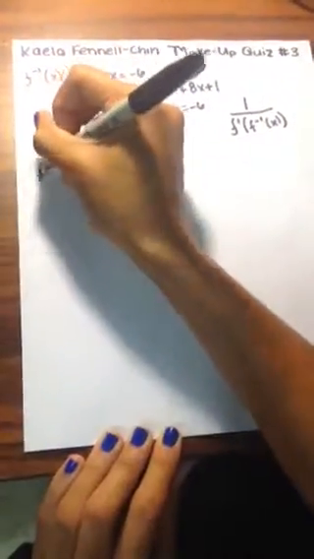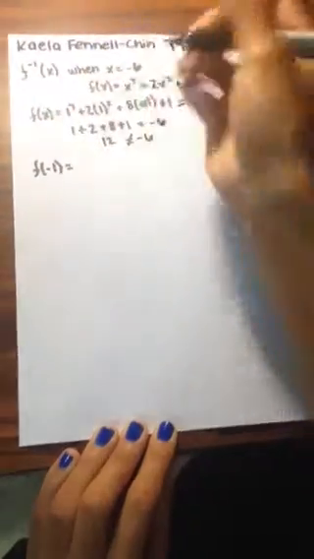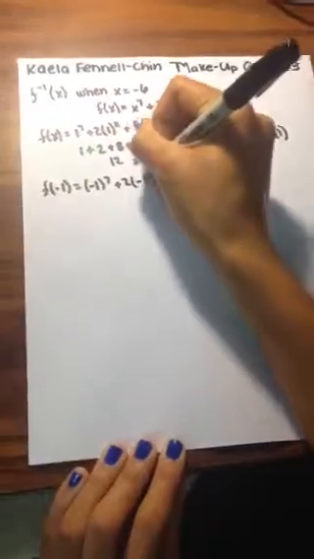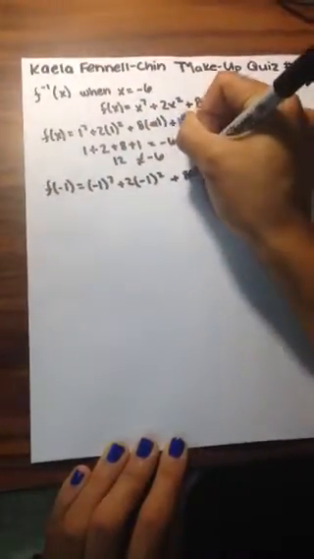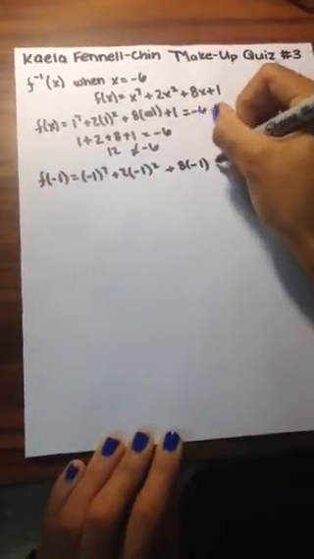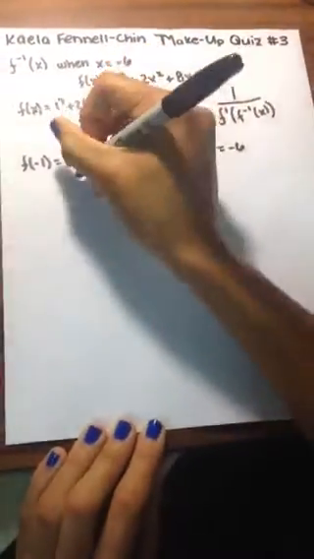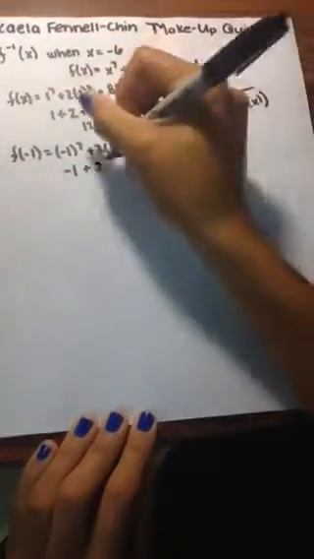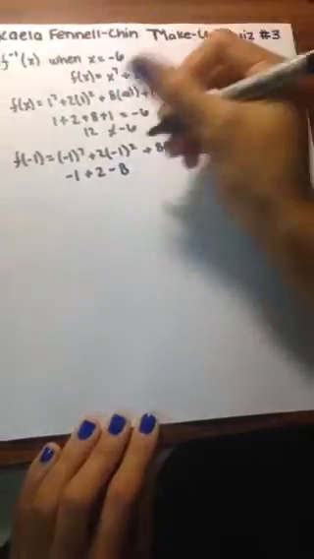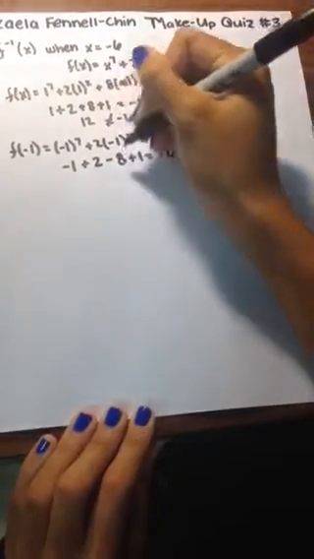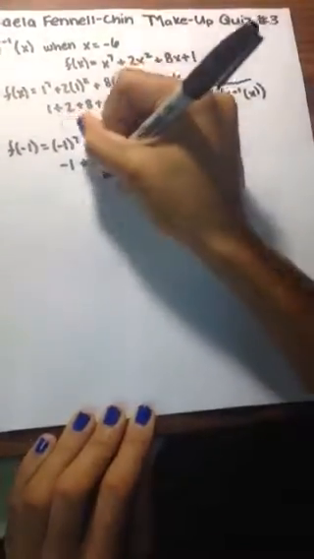So let's try -1. F at -1 is going to be -1 to the 7th plus 2 times -1 squared plus 8 times -1 plus 1. Since it's an odd exponent, it's going to leave the negative. An even exponent is going to make it positive. No exponent, so it's going to be negative plus 1. So now we have -6. And that is right.